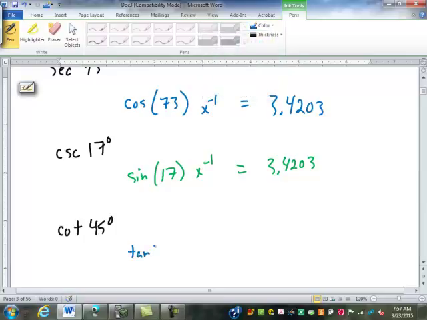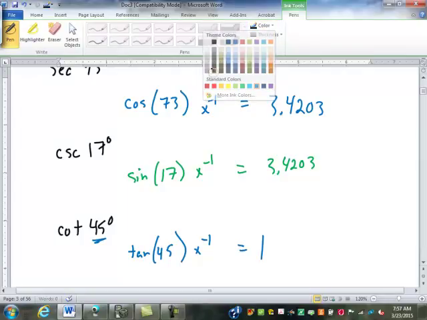Tangent of 45. Again, we close the parentheses. X negative 1 outside should give us 1. Perfect. What if we're doing an inverse? So whenever we say cosine, secant, or cotangent, it's closing parentheses with the x negative 1 on the outside. If we're given the angle and we're looking for the function, the x negative 1 is outside the parentheses.